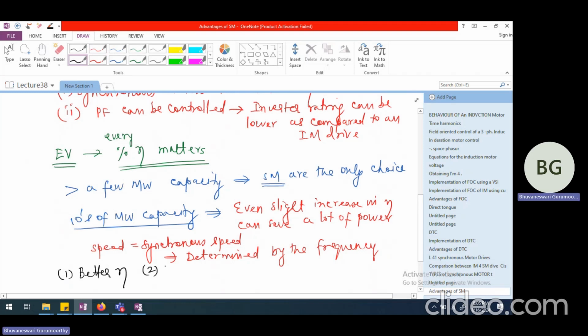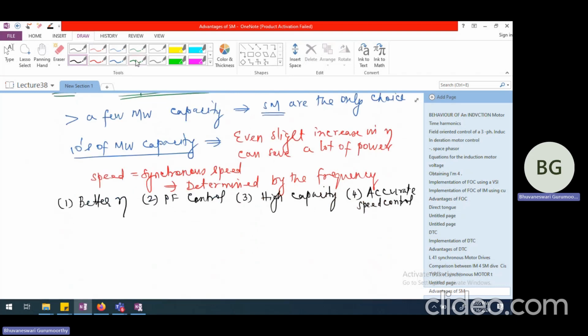So the major advantages I talked about: one is synchronous motors always give better efficiency. Second is power factor control. The third one is high capacity motors available. It can be easily applied for high capacity applications and accurate speed control. So these are typically why synchronous motors are employed in many of the high capacity or very accurate applications. Whenever we talk about such applications, synchronous motors are the primary candidates.